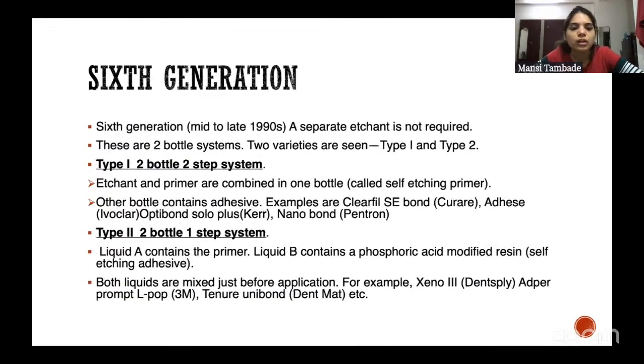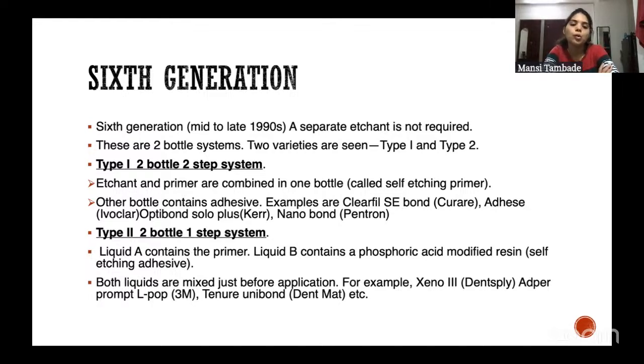6th generation, it was introduced in the mid to late 1990s. A separate etchant was not required. Type 1 was a 2-bottle, 2-step system. Etchant and primer are combined in one bottle, called self-etching primer. The other bottle contains the adhesive. The examples are Clearfil SE Bond, Adhesive, Optibond Solo Plus.